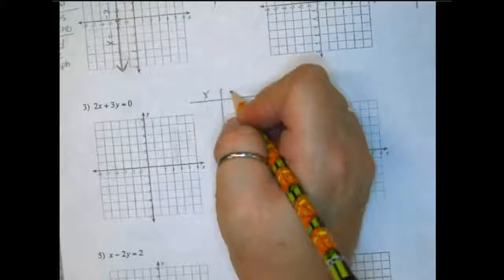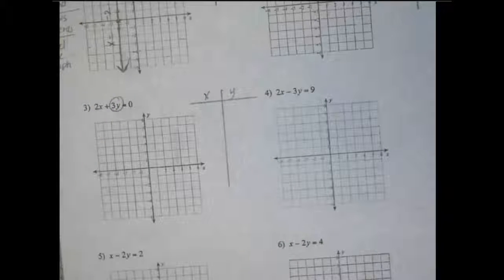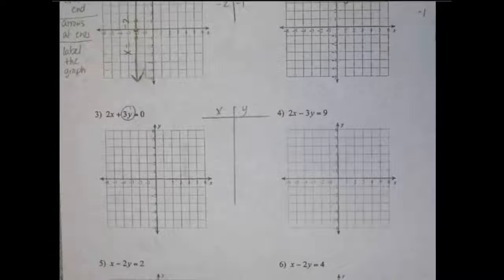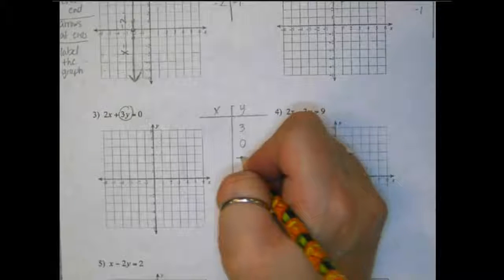Here's my x and here's my y. I'm going to look at the coefficient of y. What is the coefficient of y? 3. So I'm going to say 3, 0, and -3.